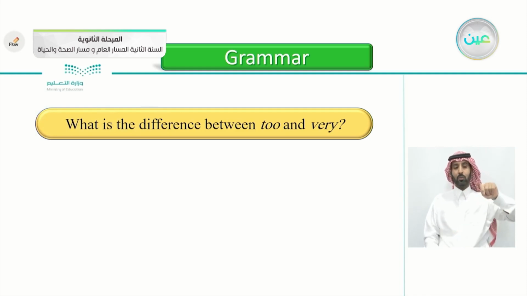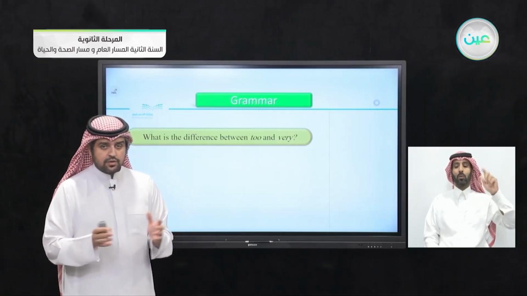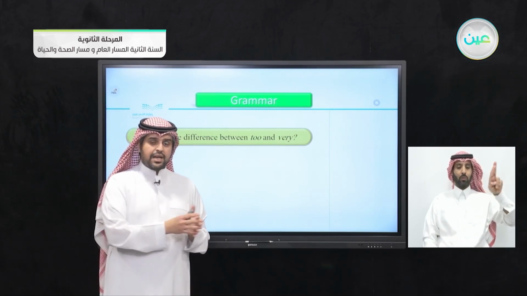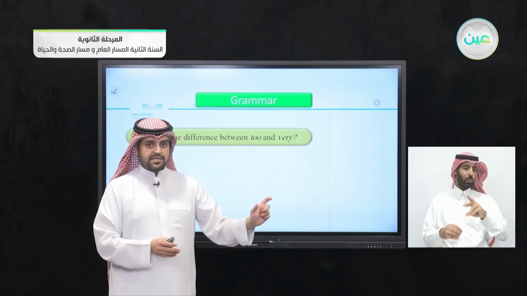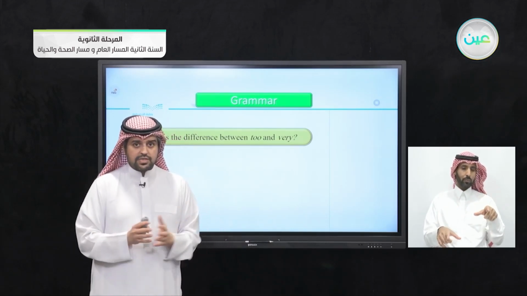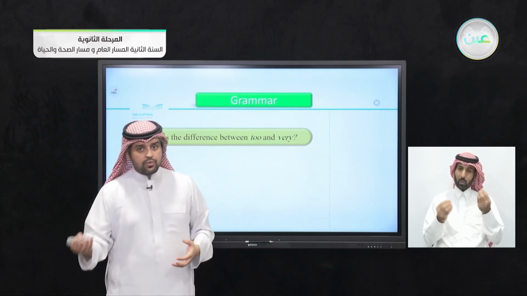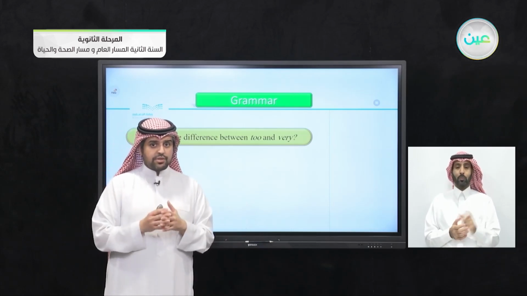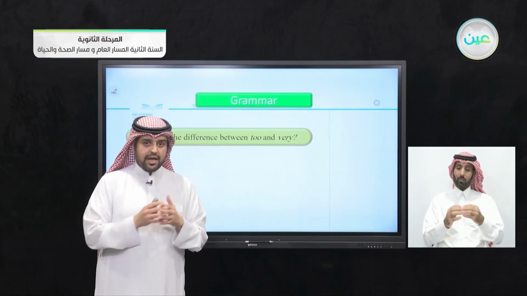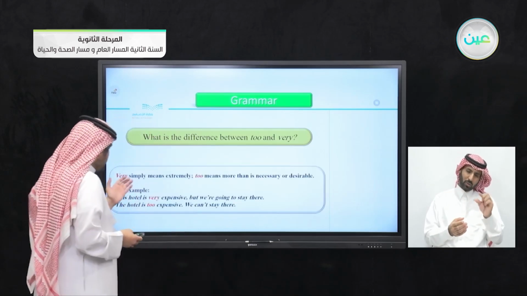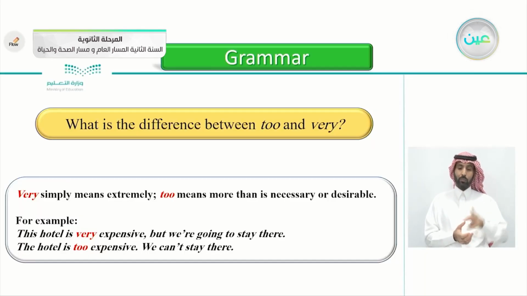So what is the difference between too and very? We know that they both are intensifiers. For another example, the car is expensive. This is an adjective, expensive. So what's the difference when you say the car is very expensive or the car is too expensive? They both do the same thing. They intensify the adjective expensive, but there's a slight difference between them. Very simply means extremely. Too means more than is necessary or desirable.